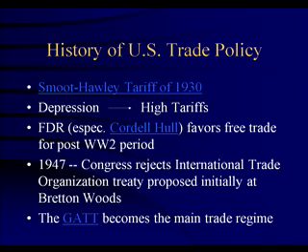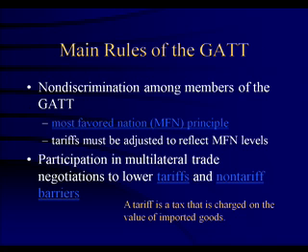In 1947, Congress rejected the International Trade Organization treaty that was proposed at Bretton Woods, and the GATT became the main trade regime. The main rules of the GATT include non-discrimination among members under the so-called most favored nation principle. What it means basically is you have to treat all the members of the GATT as you treat the most favored nation. And that means that tariffs have to be adjusted to reflect the lowest tariffs that you're charging other members of the GATT.